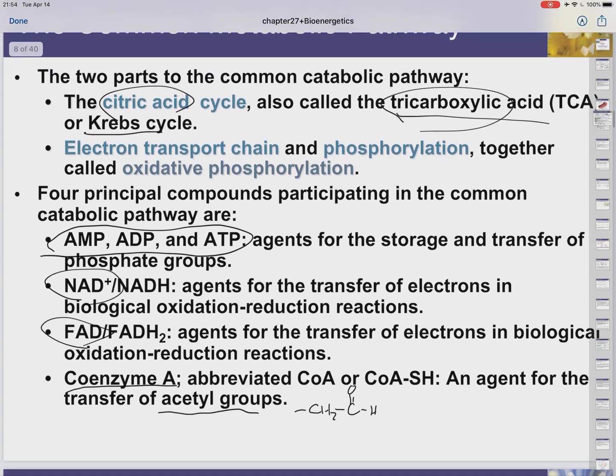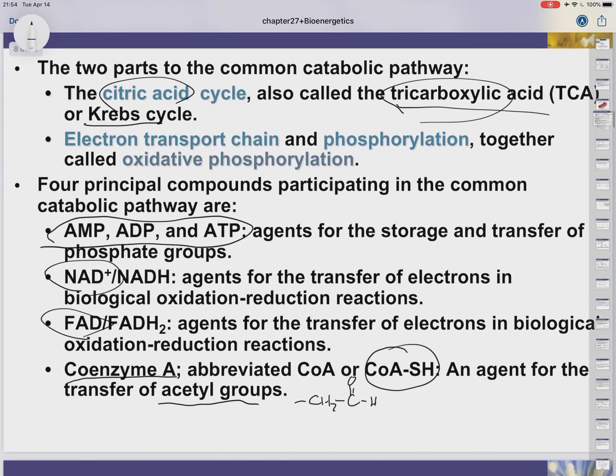Often it's abbreviated as coenzyme A with the SH shown here. This is an important functional group in the molecule. It's the site of where the connection to the two carbon acetyl groups happens, and so it's often shown with the SH.